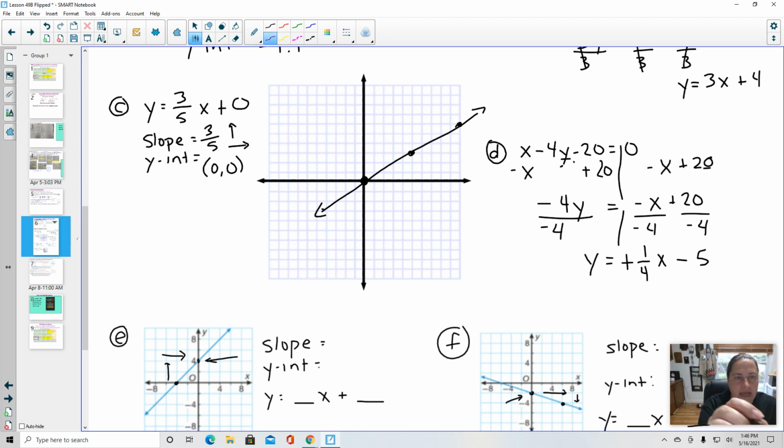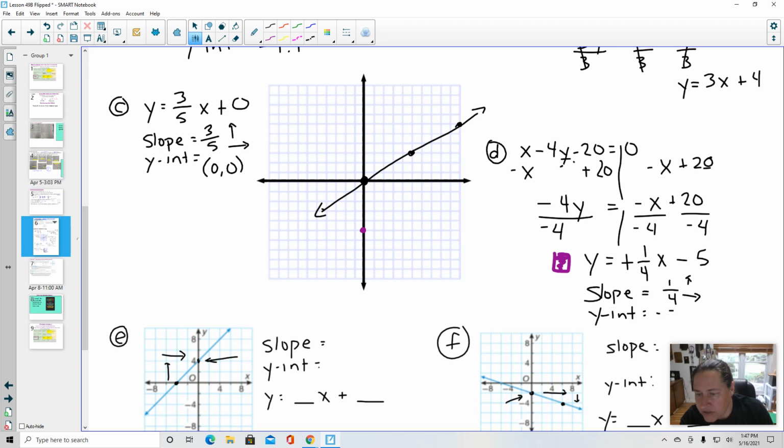So now I'm going to plot that in purple. Okay, so I'm going to start at a negative 5. Oh, I guess I should write out the slope and the y-intercept. So my slope is a positive 1/4, up 1 over 4. And my y-intercept is at 0, negative 5.